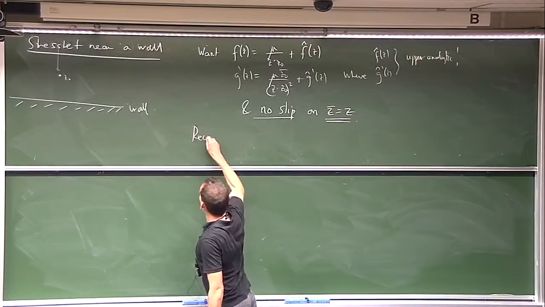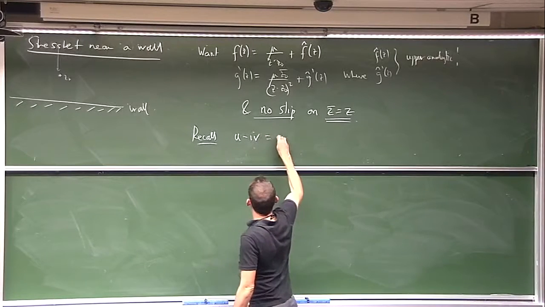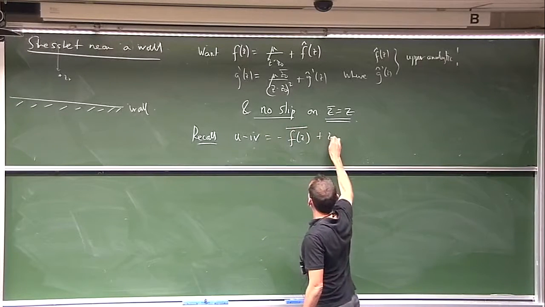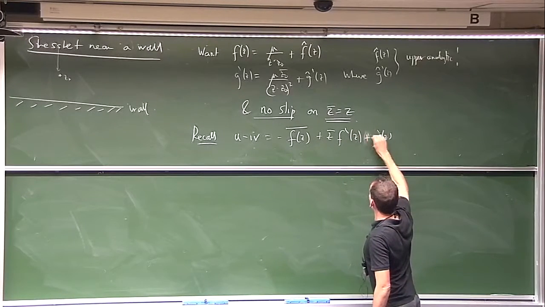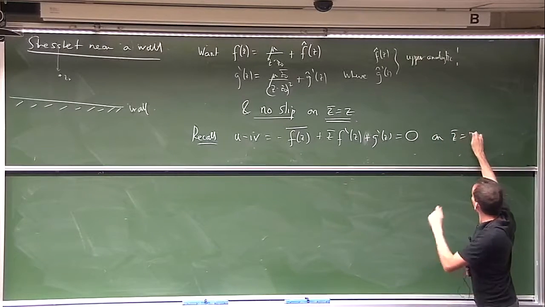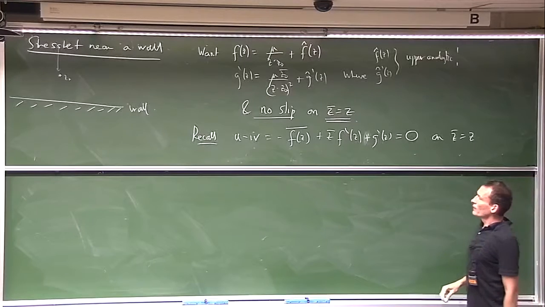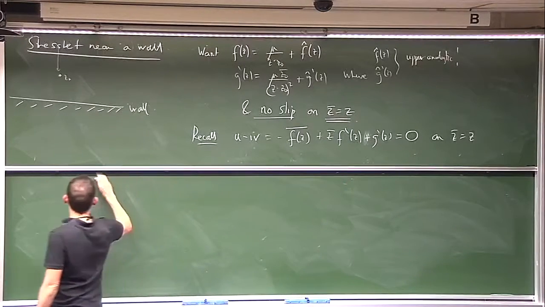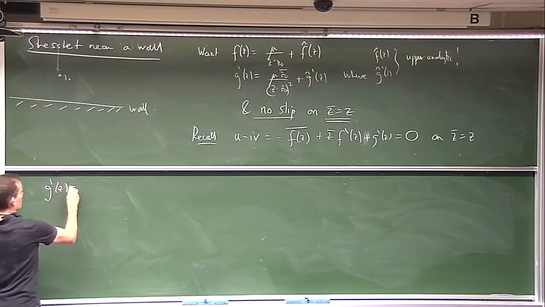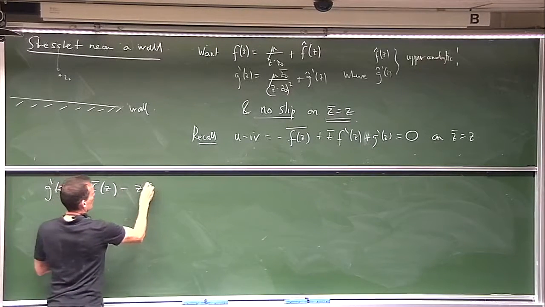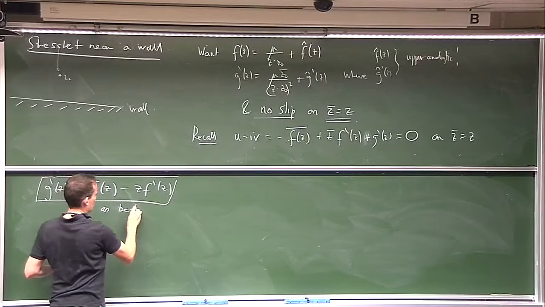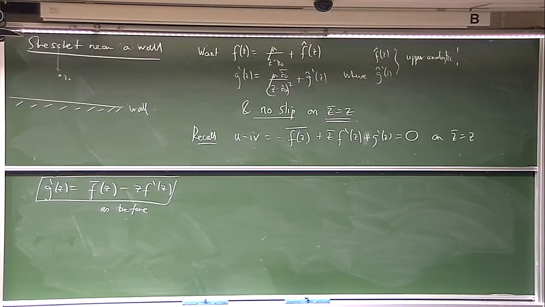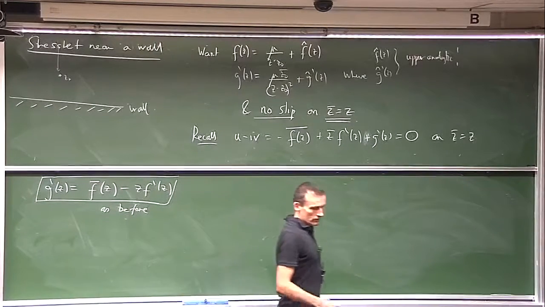Let's recall what we did earlier. Recall that u minus iv is minus f z bar plus z bar f prime. You're getting used to this now, I'm sure. And this is 0 on z bar is z. So again, we have that analytic continuation result, as before. Okay, we did all this earlier with the rotlet. We were looking for a rotlet earlier, but now we're doing the stresslet.